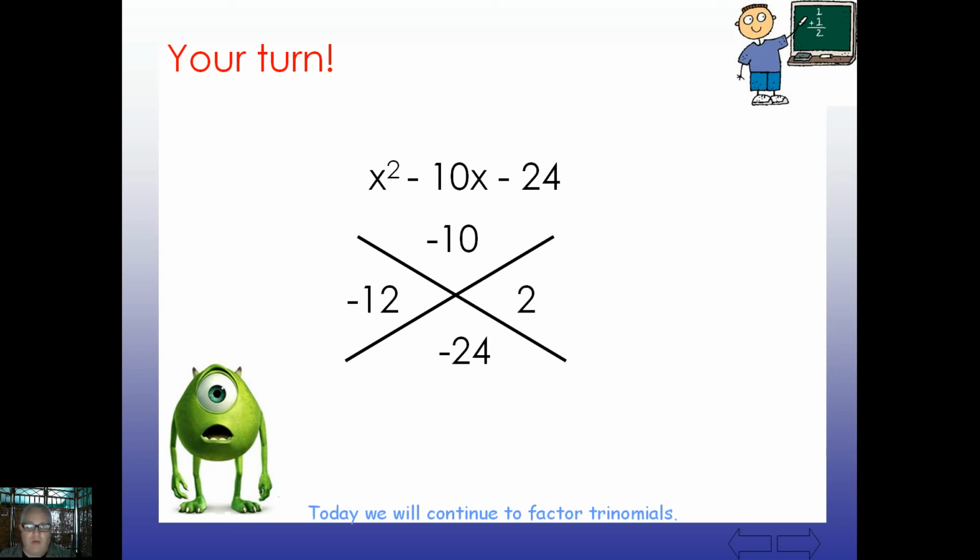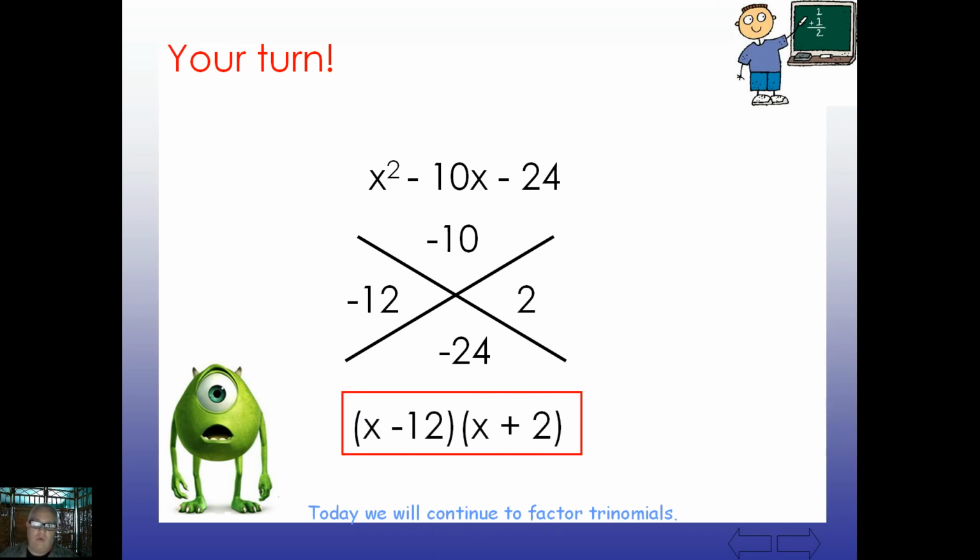If you look at that for a second, you'll realize, well, if I add them, I get negative 10, and if I multiply them, I get negative 24. Some students put negative 6, negative 4 there. If we added them, we'd get negative 10, but if you multiply them, it would be a positive 24, not a negative. All right? And there's your final result, x minus 12 times the quantity x plus 2.